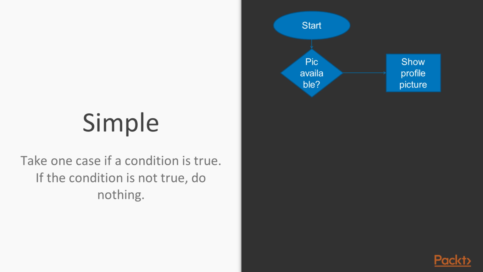A simple decision looks like this, where we test for a condition and we take some action only if that condition exists, otherwise we take no action. That is a simple if test, where we start, we ask a question, if the answer is yes, we do this. If not, we simply move on to the next step.